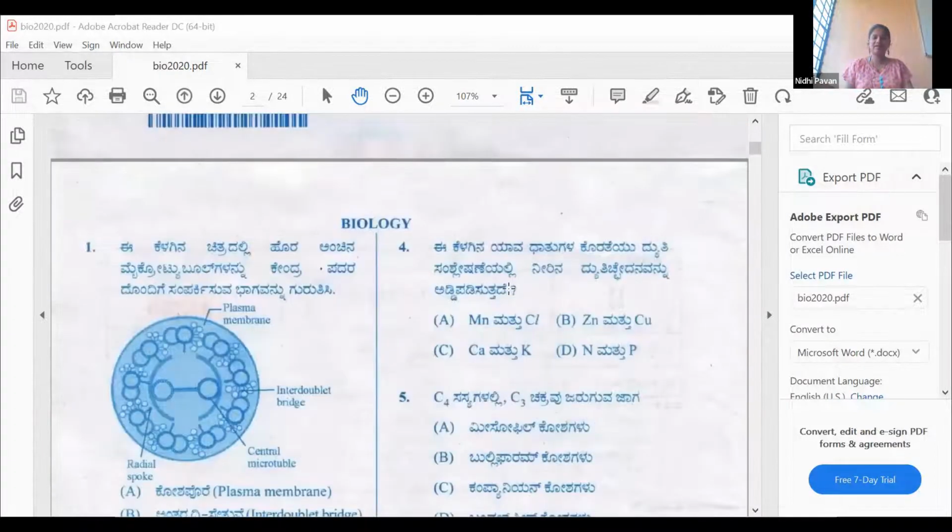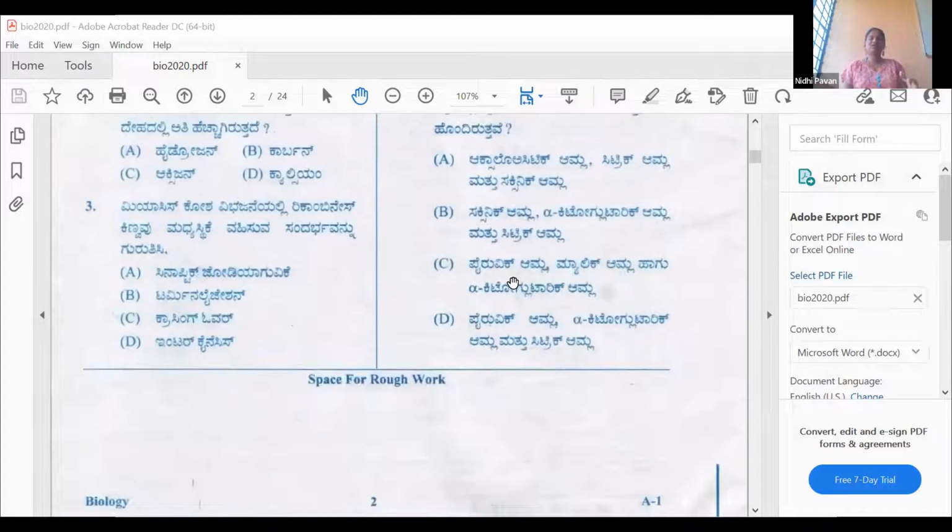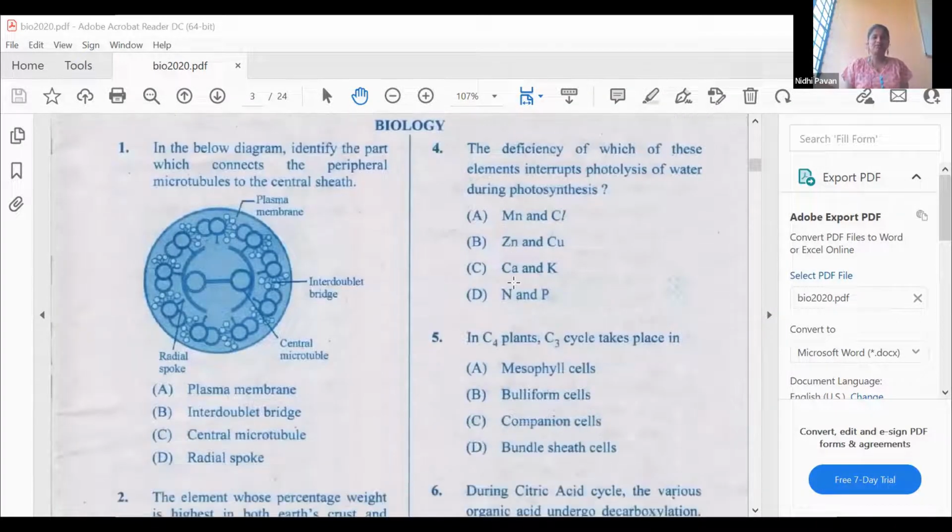Here we will be having both Kannada and English medium. The pages will be alternate. Okay, now the first question of biology. In the below diagram, identify the part which connects the peripheral microtubules to the central sheath. See, this is a central tubule, this is a central sheath. So these are the peripheral microtubules which will attach to this. So we have to find that part where it attaches. So what is that part called? Option A, plasma membrane. Option B, interdoublet bridge. Option C, central microtubule. Option D, radial spoke.